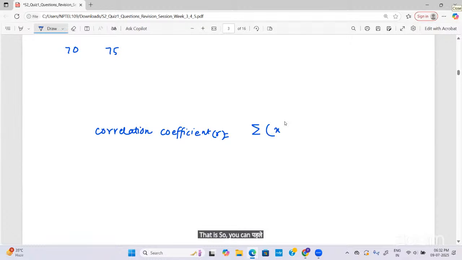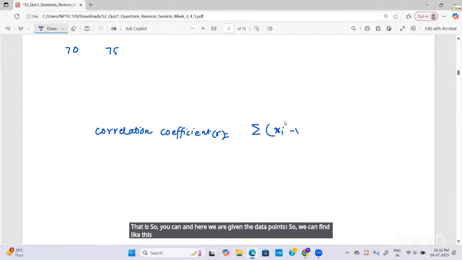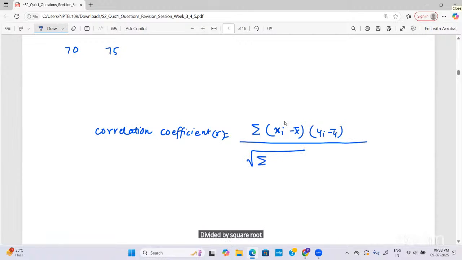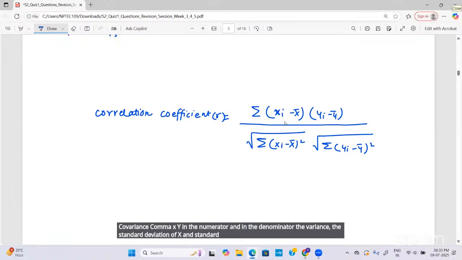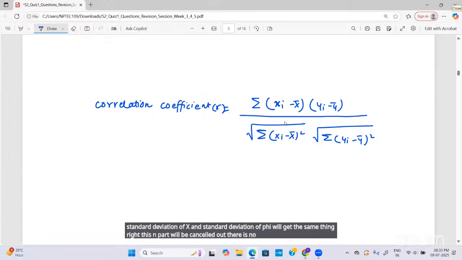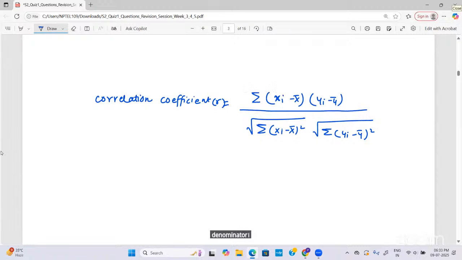Here we are given the data points, so we can find it like this: summation of xi minus x bar into yi minus y bar, divided by the square root of summation xi minus x bar whole square and summation yi minus y bar whole square. When you open the formula of covariance xy in the numerator, and the standard deviations of x and y in the denominator, you get the same thing. The n part cancels out, so you ultimately get this.